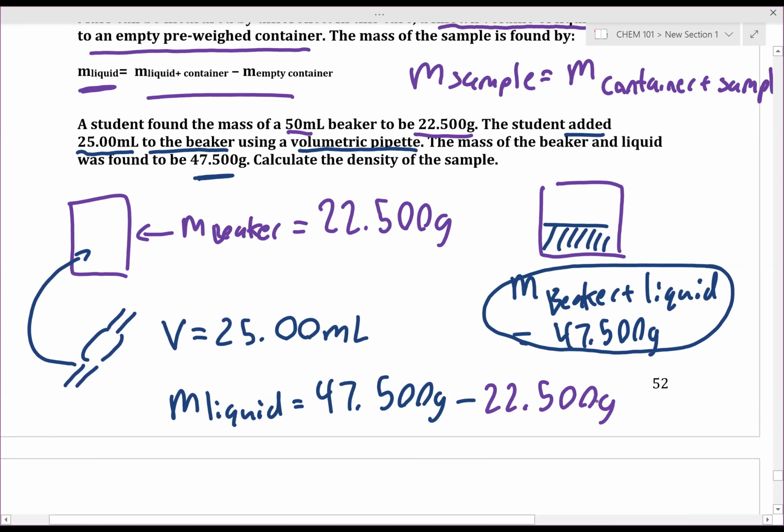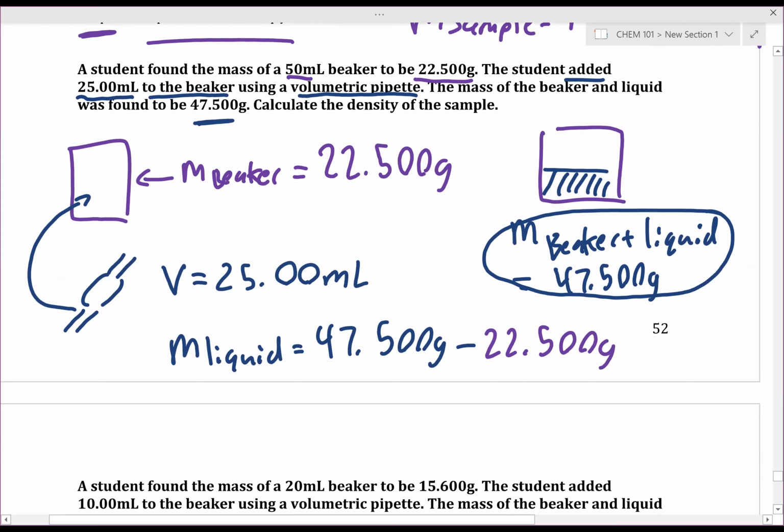Now, as this calculation is, we have the same ending digit, we can do this manually. Would you like me to show this using a calculator? Let's do that just for consistency's sake. So on our calculator, what we're going to do is we're going to take 47.500, perfect, and then we're going to subtract 22.500, and we end up with 25.